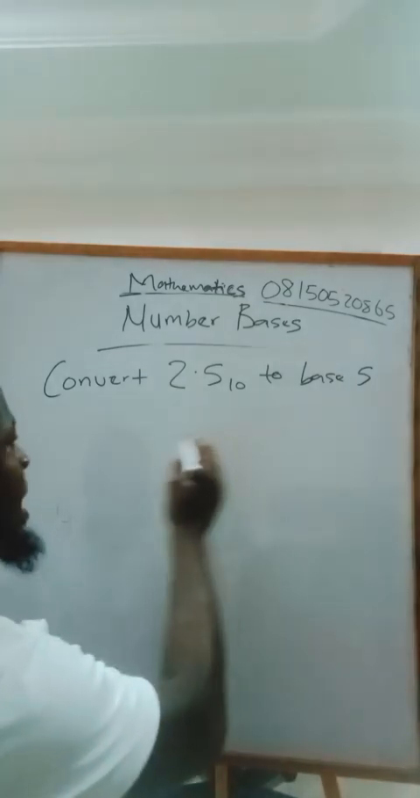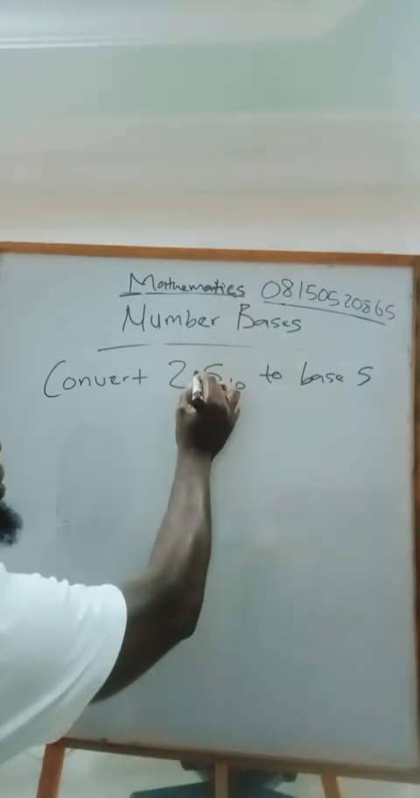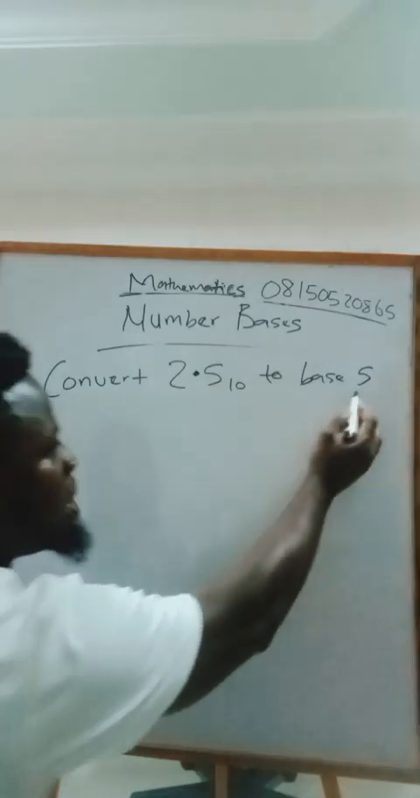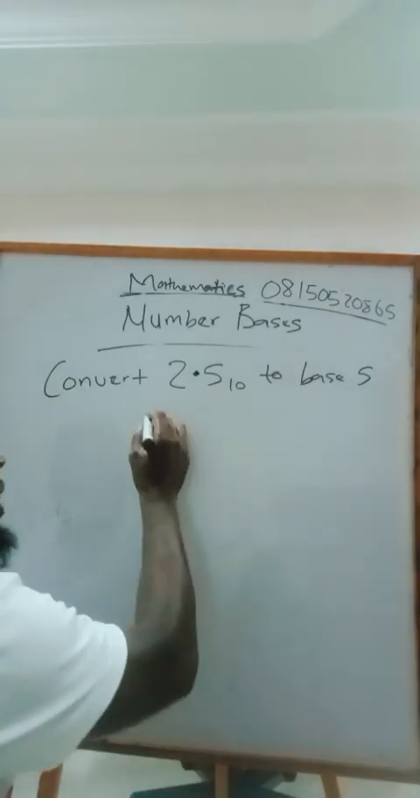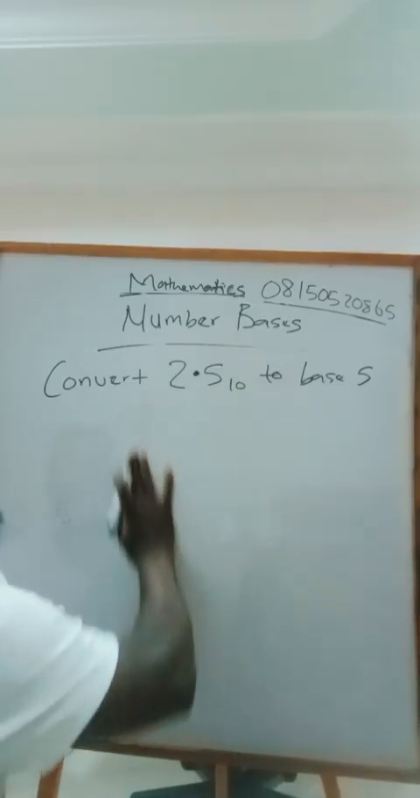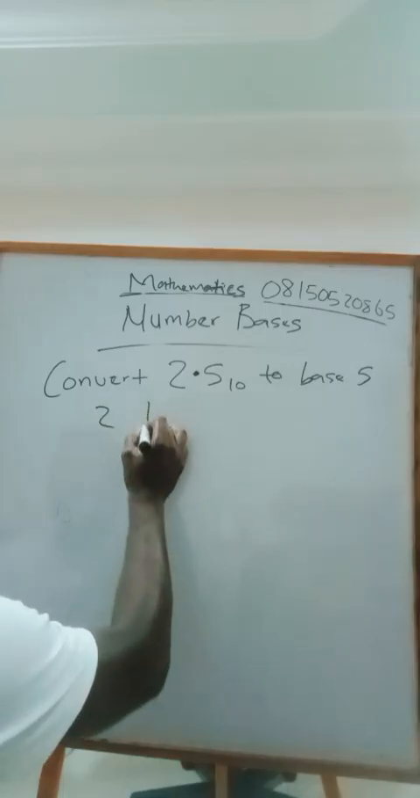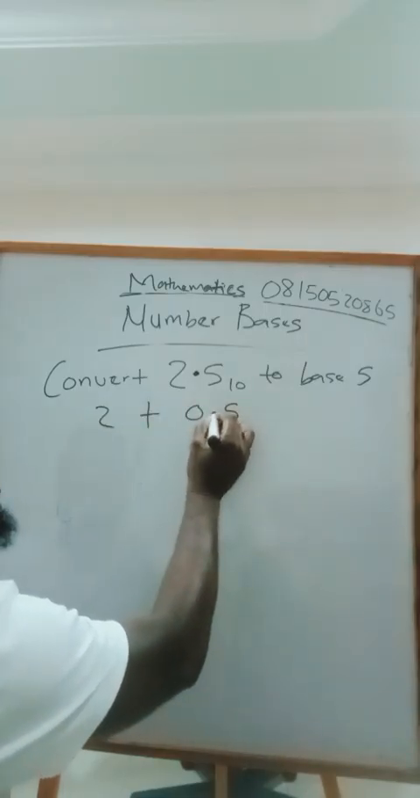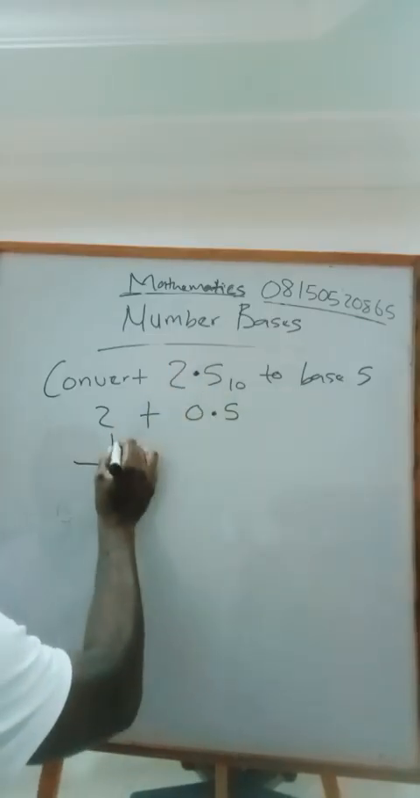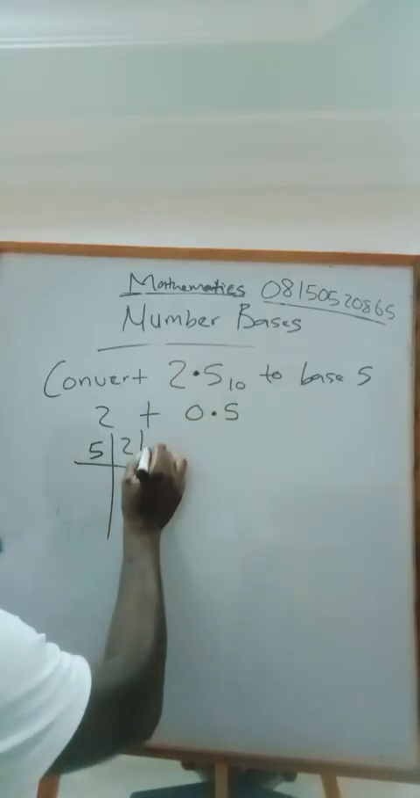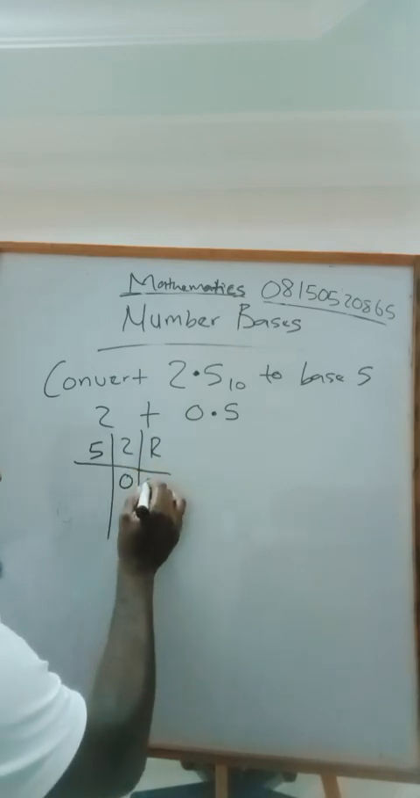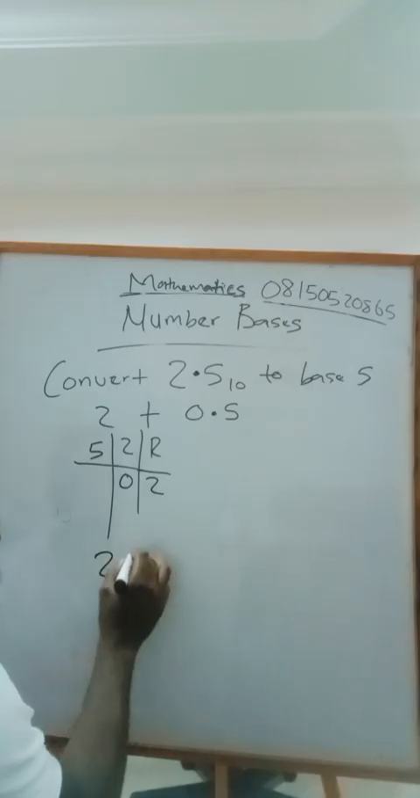So when you have something like this, 2.5, we have a whole number and we have a base. If you look at this whole number, you see that it's smaller than the base we want to convert to. So, like I said, you split it into 2 plus 0.5, because 2 plus 0.5 will give us 2.5. Now we'll do 2 separately. We divide 2 by 5 and keep our remainder here. 5 in 2 is 0, remainder 2. That means we already have 2 plus.